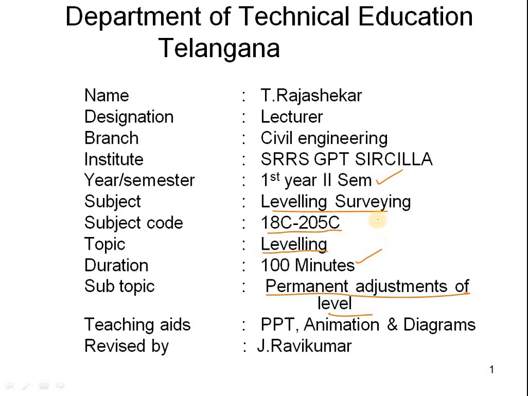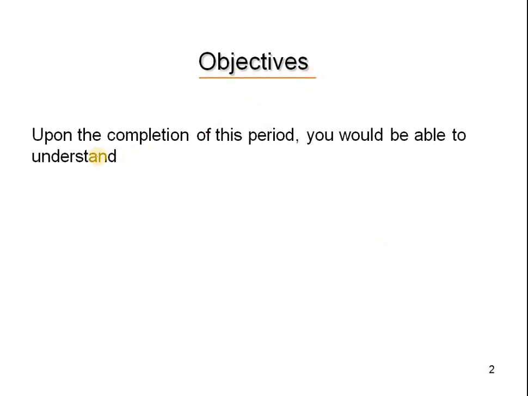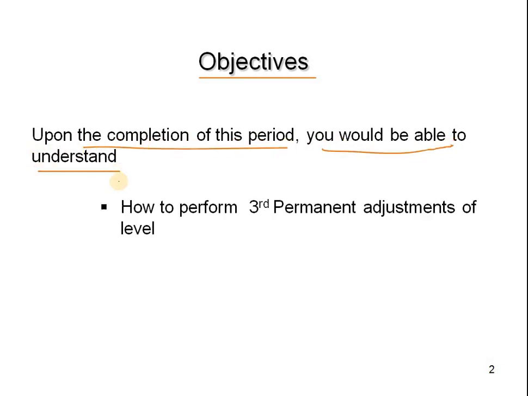So let us see what are the permanent adjustments of the level. Objectives: on completion of this period, you would be able to understand how to perform the third permanent adjustment of a level.